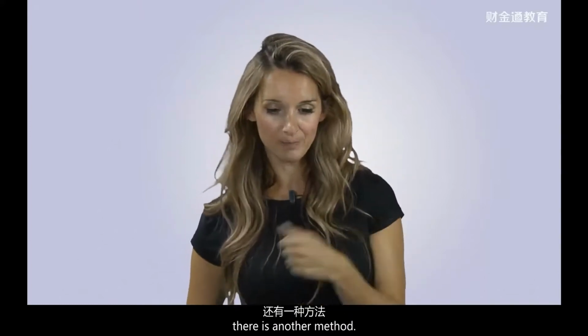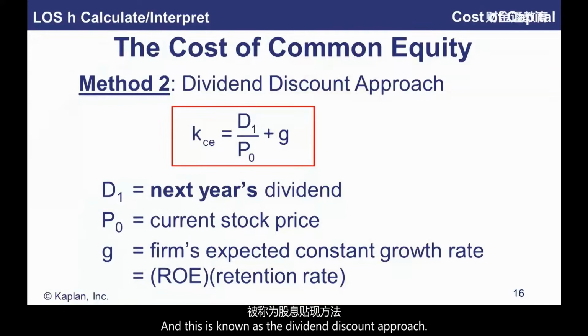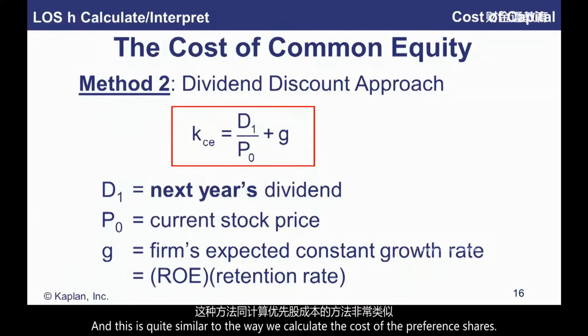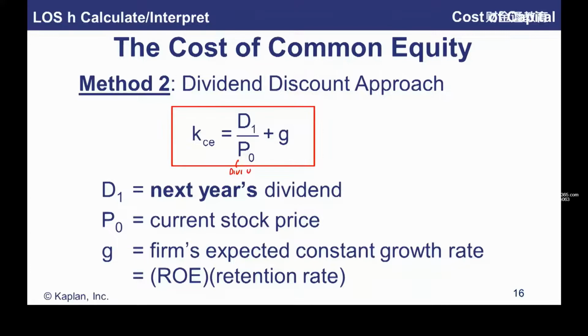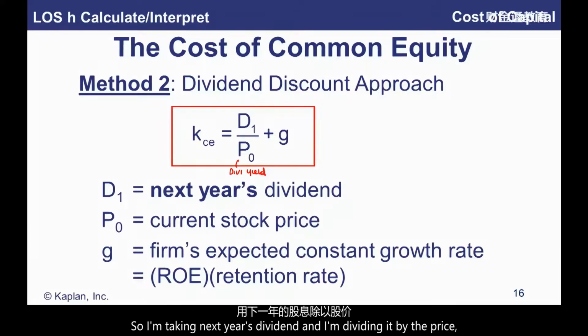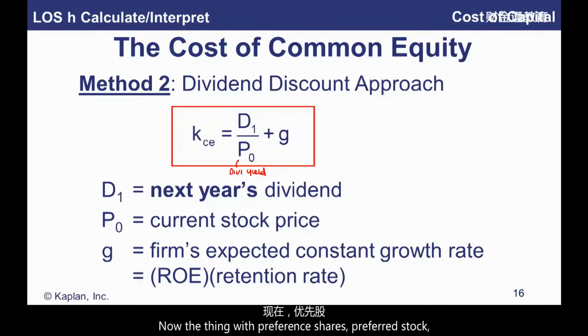There is another method, known as the dividend discount approach. This is quite similar to the way we calculated the cost of preference shares. Remember, the cost of preference shares was just the dividend yield. That's what we're doing here. We're starting off with the dividend yield, dividend over price. We're looking at next year's dividend because this is all about looking forward. So I'm taking next year's dividend and dividing by the price. That's the dividend yield. With preference shares, we know they pay a fixed dividend, so I could just take the dividend divided by price.